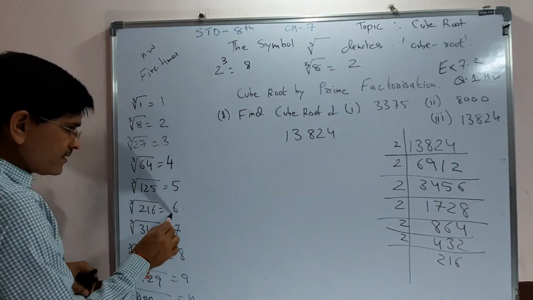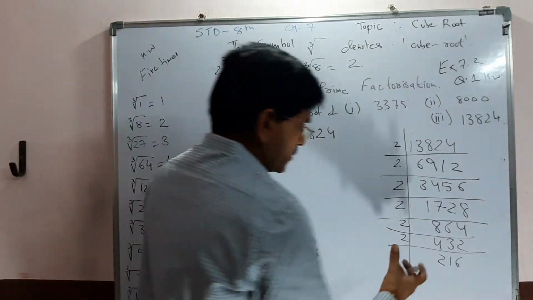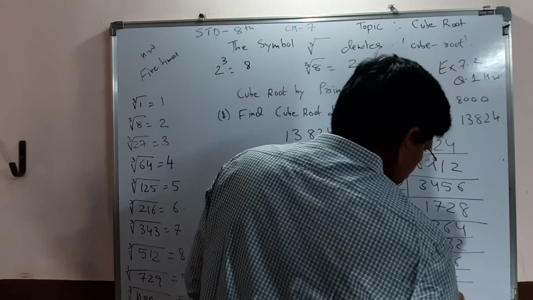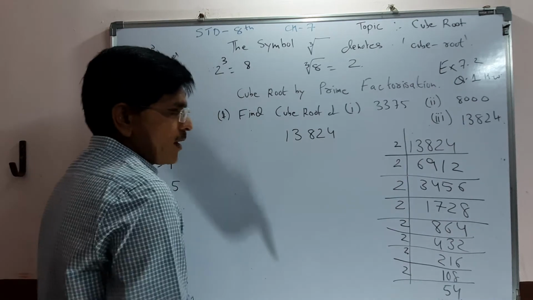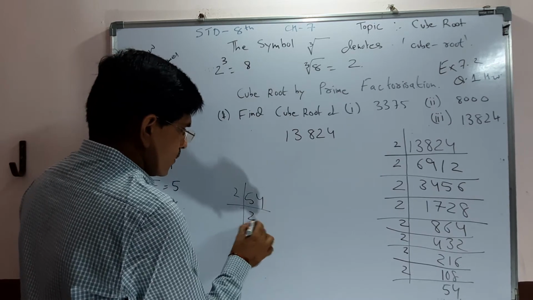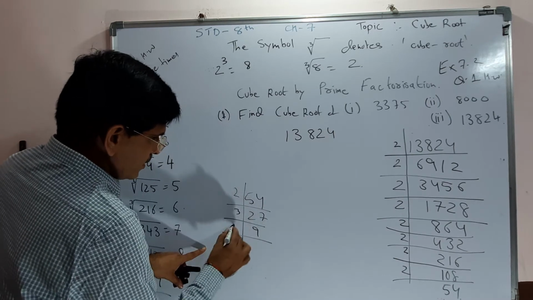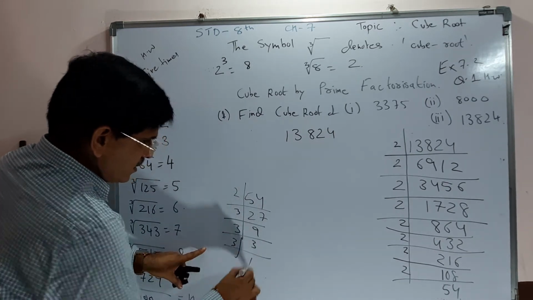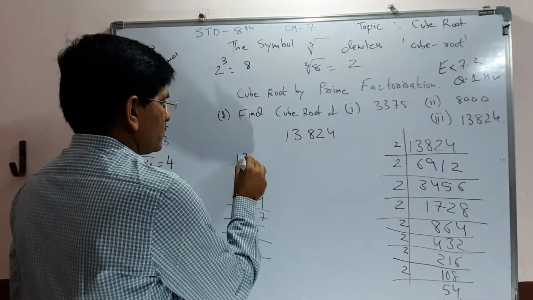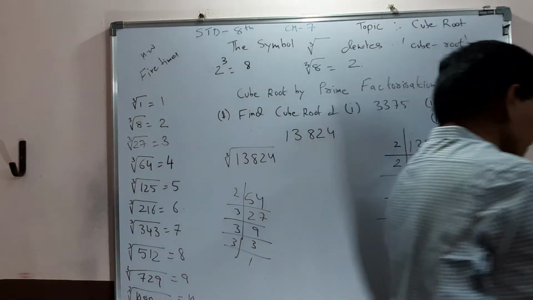So if you see 216, it means it is a cube of 6, but we have to do it by prime factor. So we have to again do it by 2, that is 108, again 54. Now again 54, by 2, 27. So here it is 27. So it is 3, 3, 9, 3, 3, 3, 1. So if you see properly, first of all you have to write now 13824 and cube root. So try to complete yourself now.